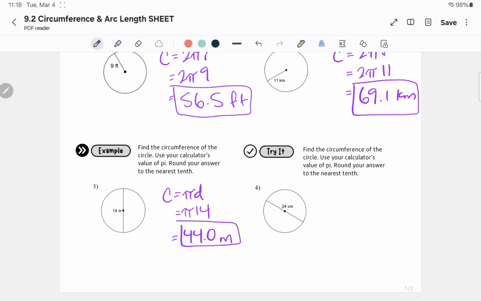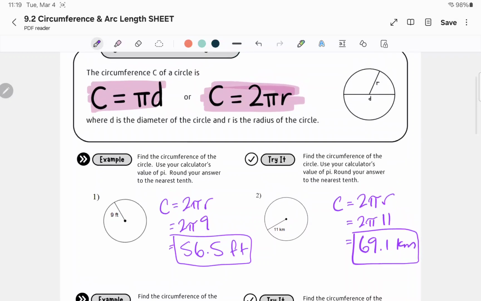All right, go ahead and pause the video. Try number 4. All right, so hopefully you start with the formula. C equals pi times diameter. Diameter this time is 24. So all we have to do is put in our calculator pi times 24. And we get 75.4 centimeters.